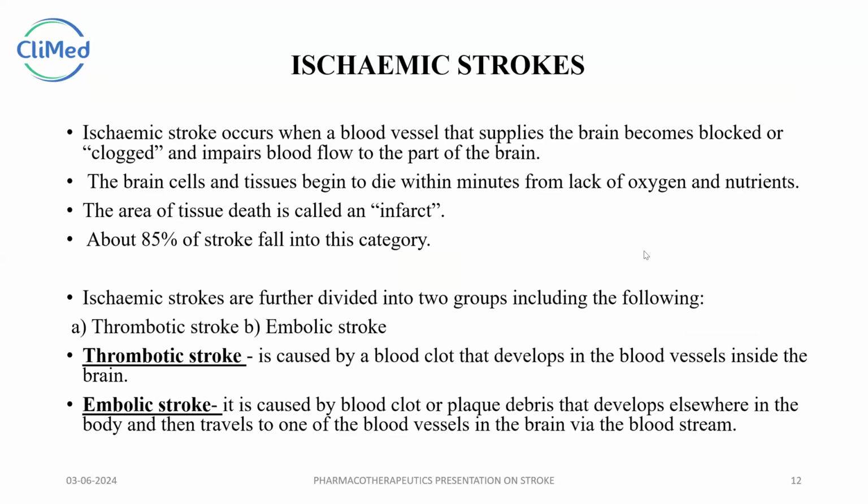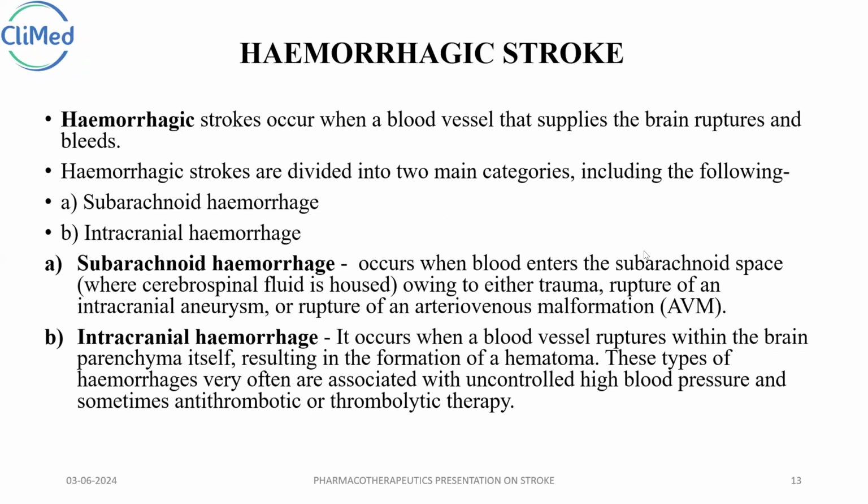Now, as mentioned, thrombotic stroke is when a thrombus, that is, a blood clot, is formed in the blood vessel that is blocking the flow of blood. In embolic stroke, the blood clot is developed somewhere else in the body and it travels to one of the blood vessels in the brain and blocks certain structures in the brain. That's the embolic stroke. What is hemorrhagic stroke?